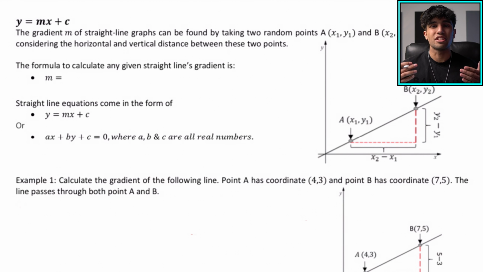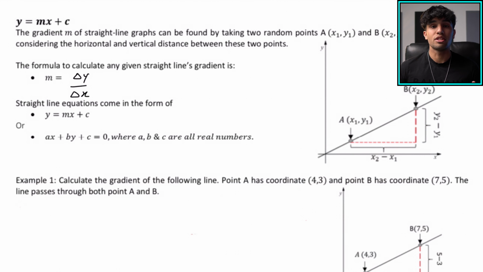The gradient is the slope of the line, so it tells you how steep the line is. To calculate the gradient, you need 2 points on your line, and from there you do the change in y over change in x. You can see on the graph here we have point B with coordinates x2, y2, and point A with coordinates x1, y1. So the gradient would be equal to y2 minus y1 divided by x2 minus x1.